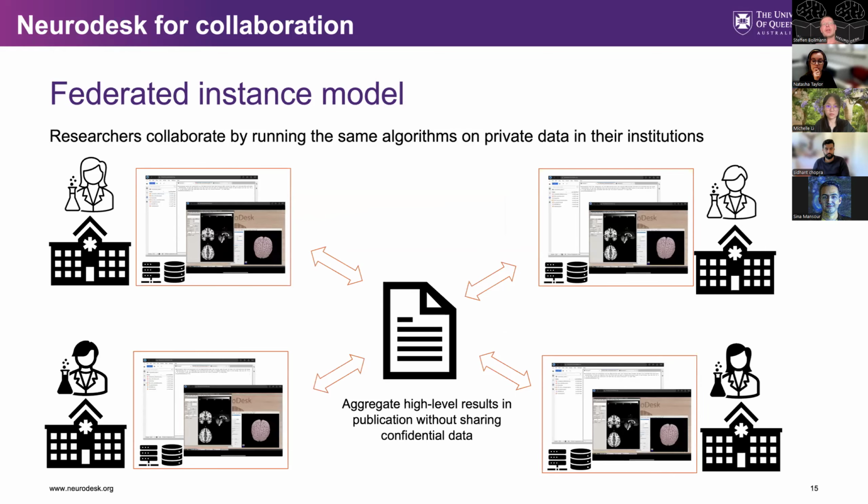The other model that we see commonly is private data, sensitive data, patient data that's locked behind institution firewalls. That's not easy to share. And then what we do there is a federated instance model. So basically every researcher runs Neurodesk at their institution. They can all run the same script on their data, and then they can aggregate results on a higher level. So this is, for example, ENIGMA-style studies where we pool information on a higher level. But both of these models are very common and work really well depending on the data that's involved.